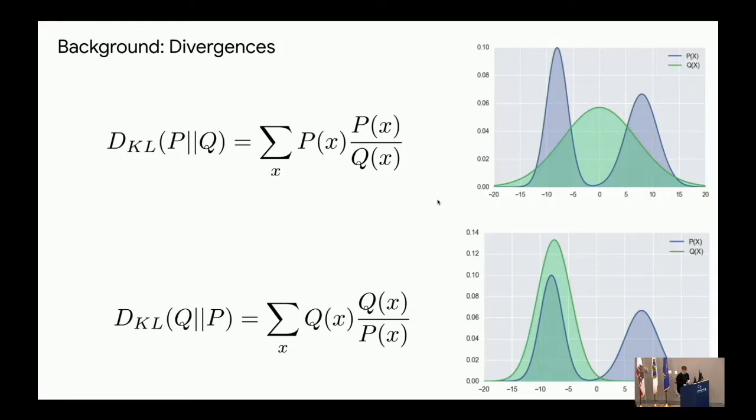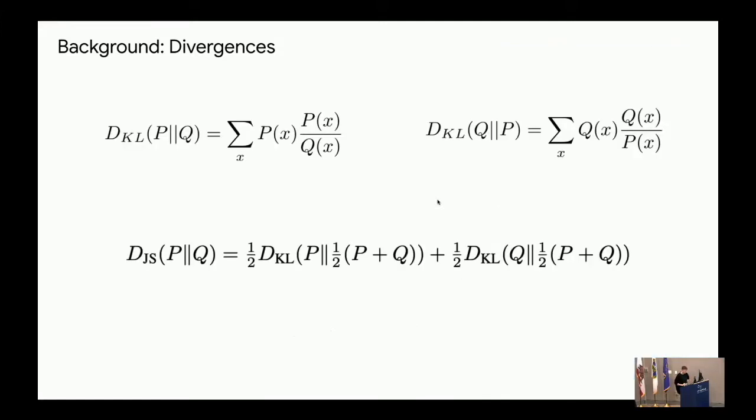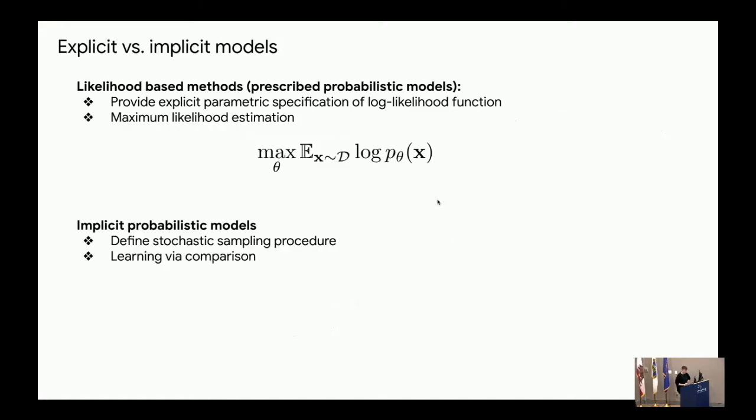I'm just throwing this out here because it'll come up later, and this is a good intuition to have. The Jensen-Shannon divergence is a third divergence that'll come up throughout. This is a symmetric distance metric. It also tends to emphasize not putting any density where there is no data, at the expense of dropping modes.